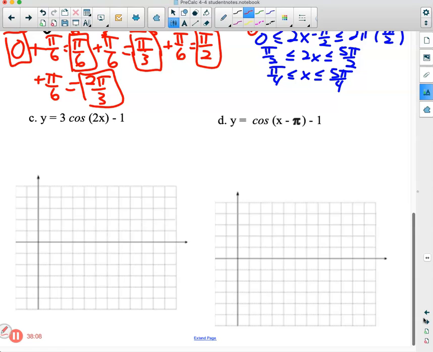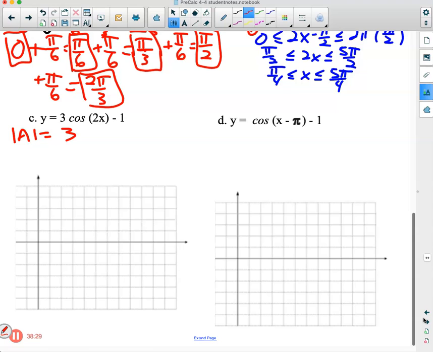So let's look at C. Y equals 3 cosine of 2x minus 1. Here's a question for you. What does that not have? One less thing we have to worry about. Yeah, it doesn't have a phase shift. And since that's the hardest thing, because we have to do all the intervals and everything with that, this one should go much faster.